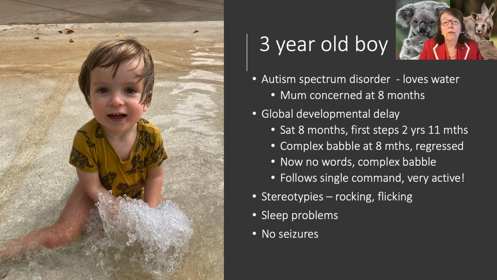He went on to have quite significant delay, not walking until just a month ago. He had complex babble, which is like ma, ma, ma, and da, da, da, and ba, ba, ba, when he was 8 months old, but he lost that with the regression associated with the autism. And he currently has no words, but will follow a single command, loves water, as you can see here, and thank you to the family for allowing me to show him.